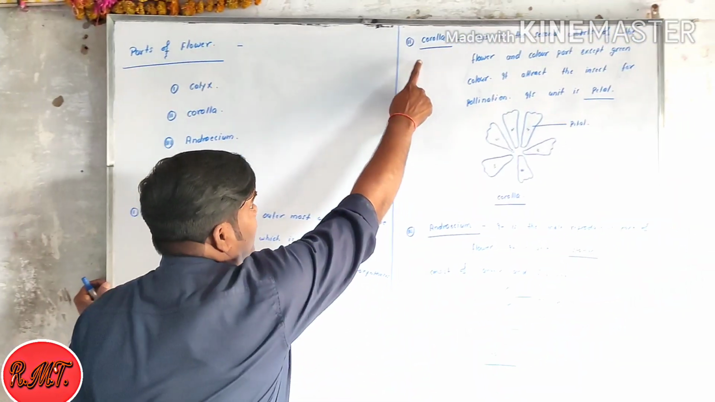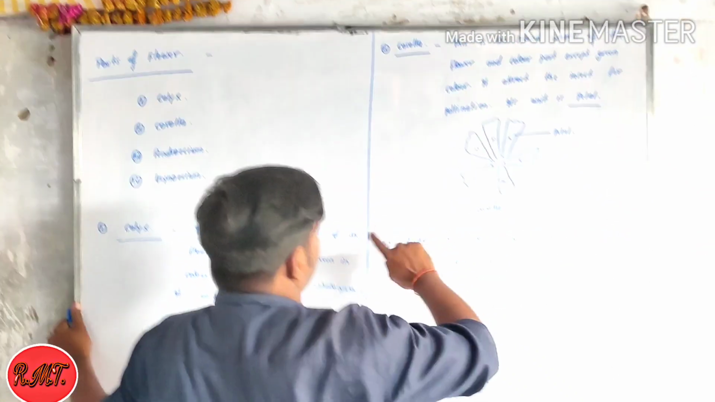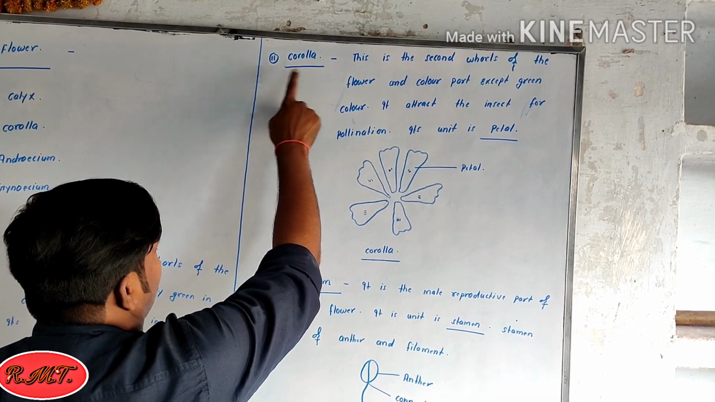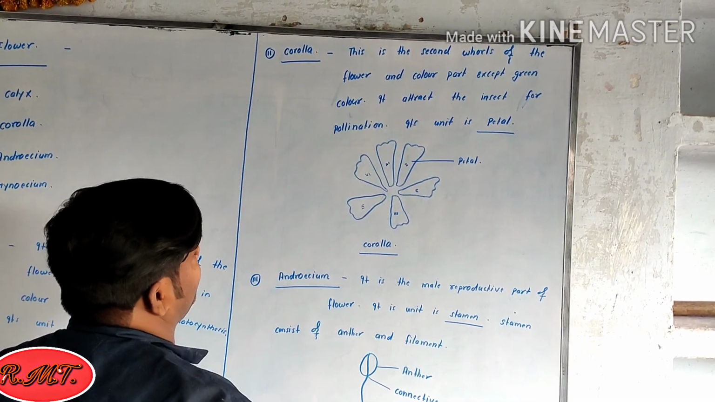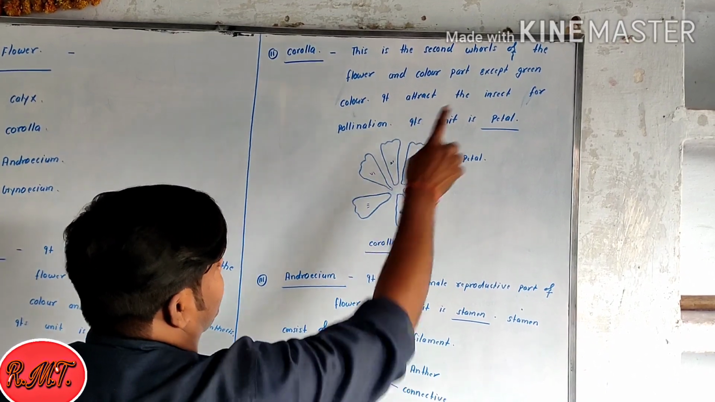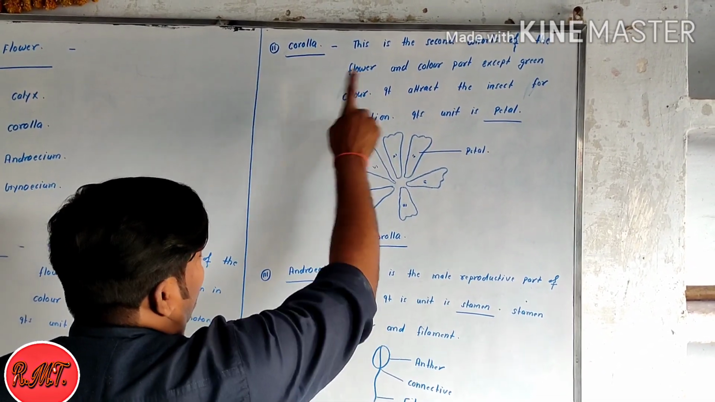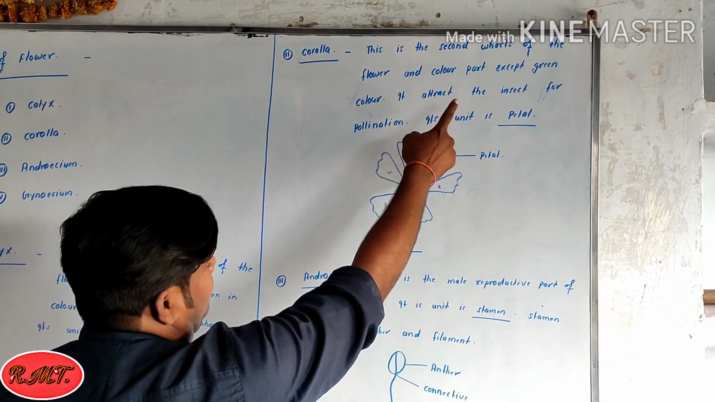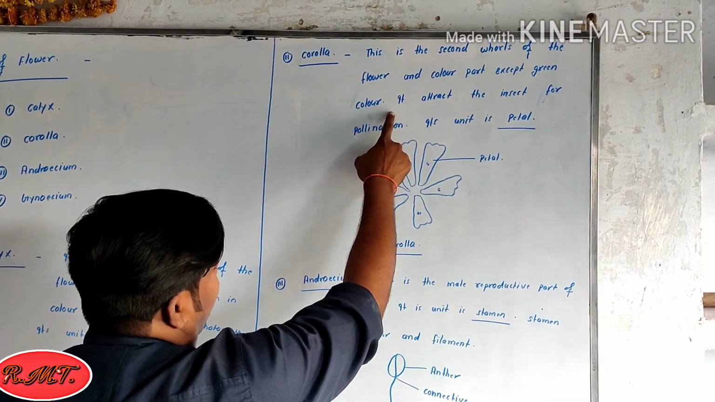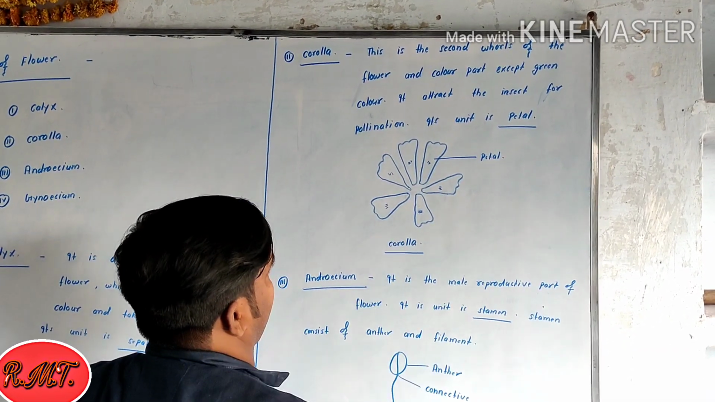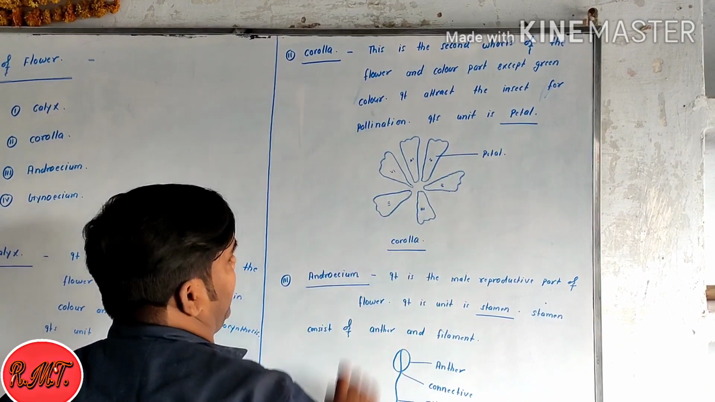Now the second part is corolla. It is the second whorl of the flower and it is the colored part except green color. Corolla is the second whorl of the flower and the colored part except green color, and it attracts the insect for pollination and its unit is petal.